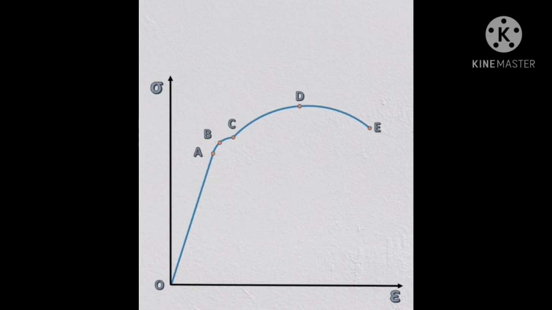From point B to C, there is considerably increased strain without much increase in stress. This is because of plastic deformation in the metal, and this phenomenon is known as yielding. Point B, where the yielding begins, is known as the yield point, and the corresponding stress value is known as the yield strength of the material. An increase in stress is required to produce additional plastic deformation beyond point C. This phenomenon is known as strain hardening.